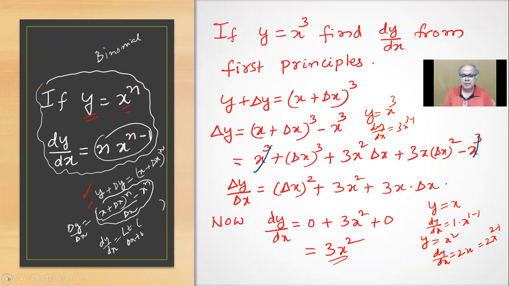First principles is to find the derivative of y with respect to x. When you call it dy by dx, we say d of y by dx. That is the differentiation of a function y with respect to x. It can be found by first finding delta y by delta x and putting delta x equals 0. That's what you mean by first principles. From there, I found out for y equals x square and y equals x cube that there is a repetition happening: 3 into x power 3 minus 1, 2 into x power 2 minus 1.